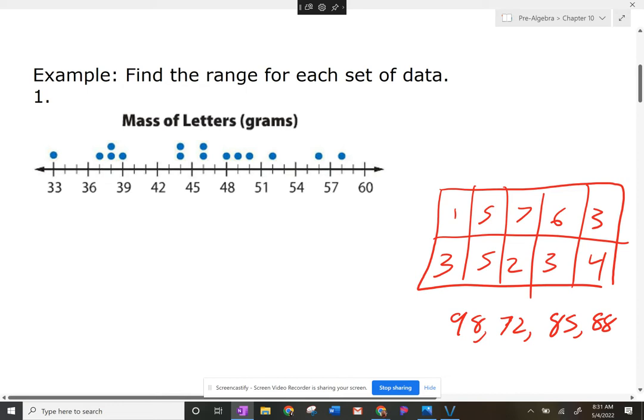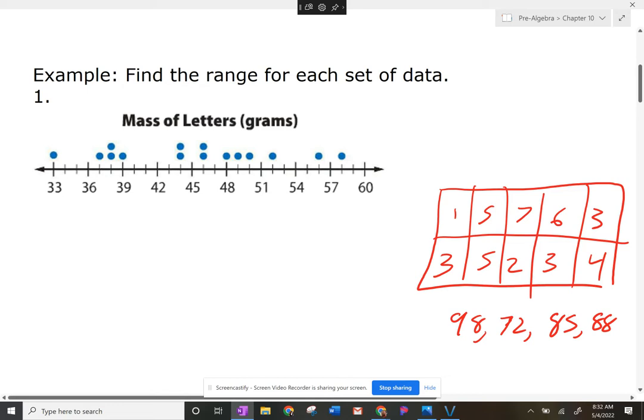The other way they can do it is they'll have a number line with these frequencies on it. The way this graph is described, the way it's shown to you, it's going to say the mass of letters in grams. So it's saying that one of those letters is 33 grams. One's 37. There's two of them that are at 38. There's one that's at 39. So each one of these dots represents a specific number in our list or on our table. Okay, so those are the 3 different ways you'll see data. I just wanted to show you all 3 of those.